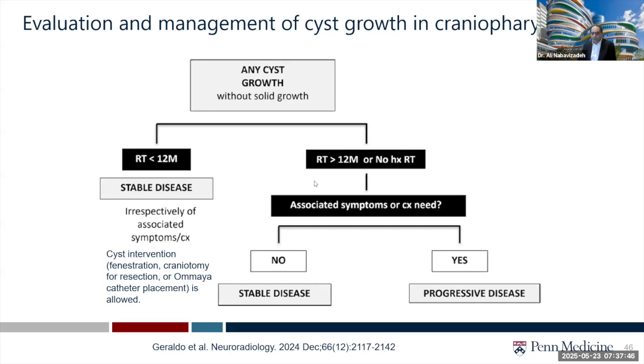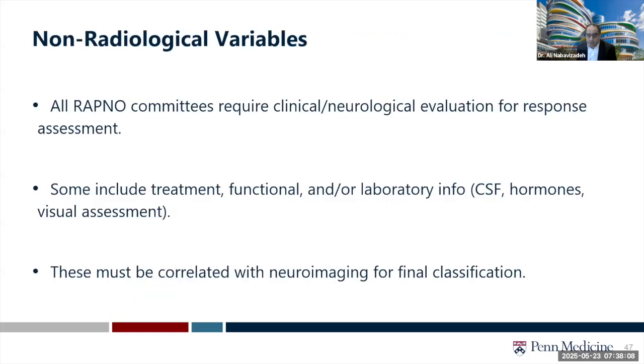However, after 12 months, if the patient has associated symptoms related to the cyst, or if surgery is needed to relieve the symptoms, that would be considered progressive disease. So again, radiation would be key in craniopharyngioma, considering the cyst growth and whether to call it progression or not.